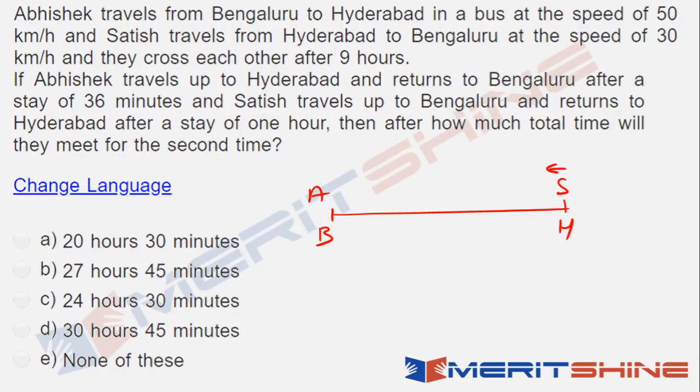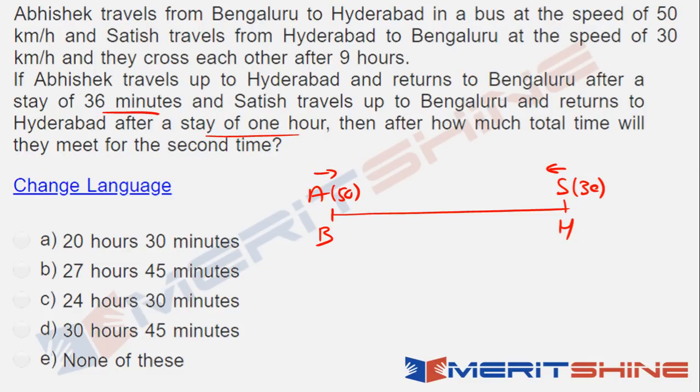It's like that. The speeds are also given. The speed here is 50. The speed here is 30. They cross each other after 9 hours. That's known to you, somewhere on the way. It says Abhishek travels up to Hyderabad and returns to Bangalore after a stay of 36 minutes. Satish travels up to Bangalore and returns to Hyderabad after a stay of 1 hour. After how much time will they meet for the second time?